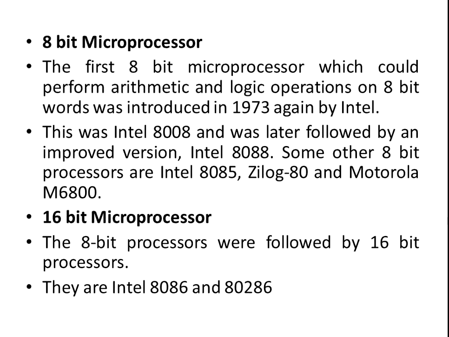Then coming to the second generation, that is 8-bit microprocessors. It was introduced in 1973 by Intel. It was the Intel 8008. It was the first 8-bit microprocessor which could perform arithmetic and logic operations on 8-bit words.